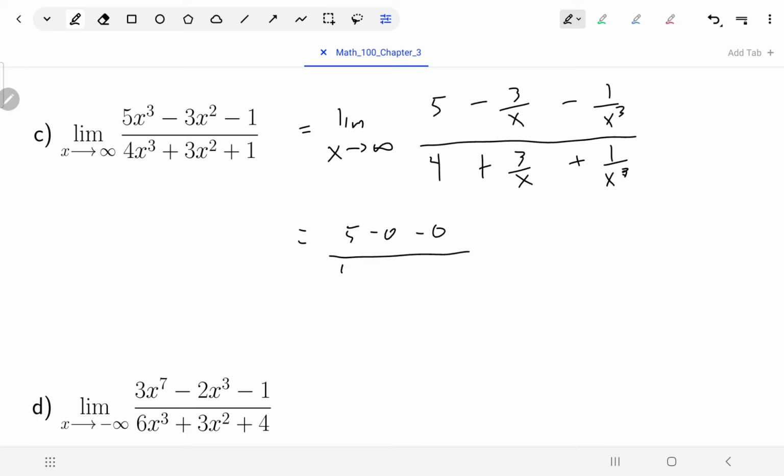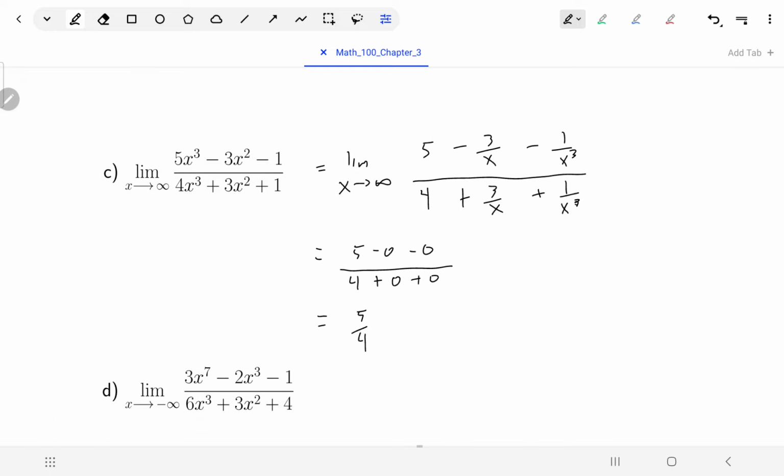For the bottom, we have a limit, and it's also not 0. It's 4 plus 0 plus 0. So we have a limit for the top. We have a limit for the bottom. The limit for the bottom is not 0. So we can just go ahead and evaluate our limit for the top and get 5, and our limit for the bottom and get 4, or 5/4. So that second graph, if we were to graph y equals all of that, it would have a horizontal asymptote y equals 5/4.